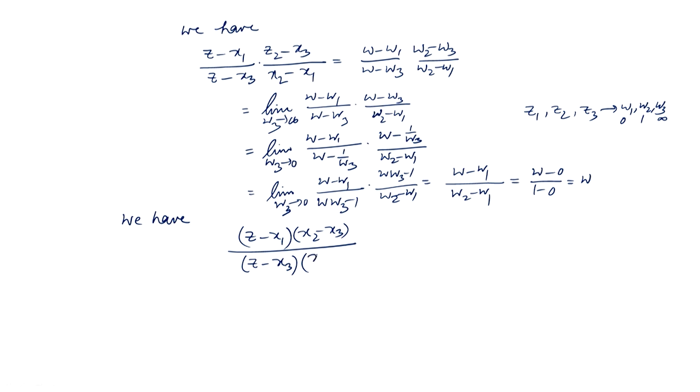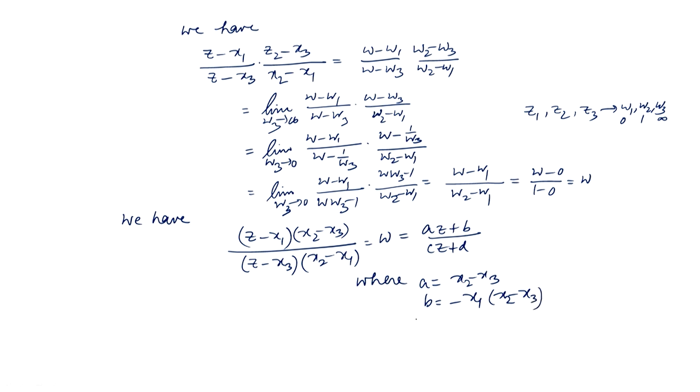Okay, so x2 minus x1 equal to w. Now this is of the form (az + b)/(cz + d), where a equals x2 minus x3, b equals minus x1 into (x2 minus x3), c equals x2 minus x1, and d equals minus x3 into (x2 minus x1).